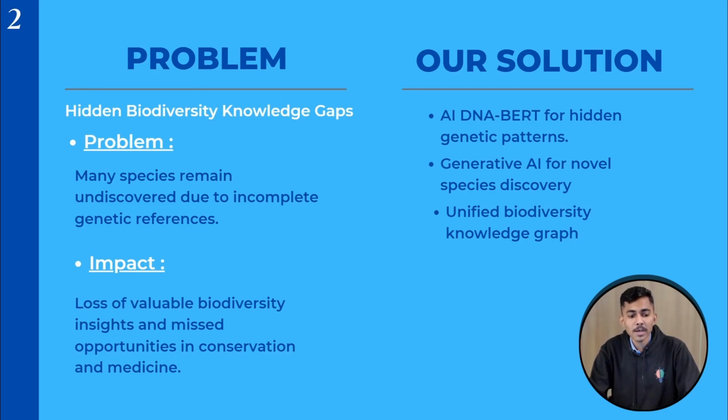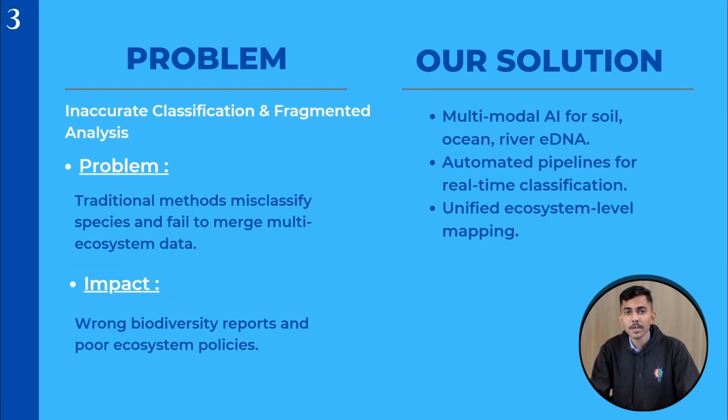The next problem is inaccurate classification and fragmented analysis. Traditional methods misclassify species and fail to merge multi-ecosystem data. The impact is wrong biodiversity reports and poor ecosystem policy. Our solution is multimodal AI for soil, ocean, river and environmental DNA, automated pipelines for real-time classification, and unified ecosystem-level mapping. The tech stack for this problem is Nextflow, scikit-learn, Spark, Ray and MongoDB.